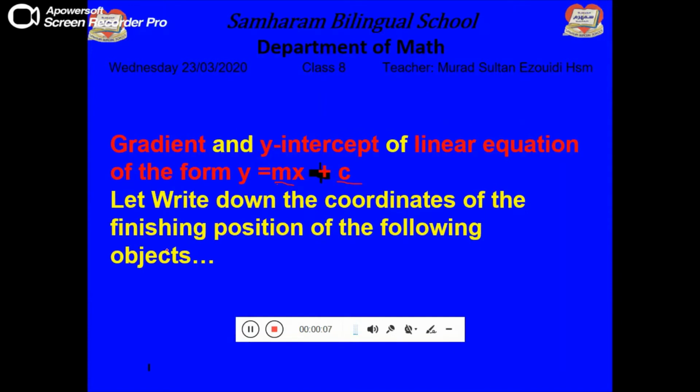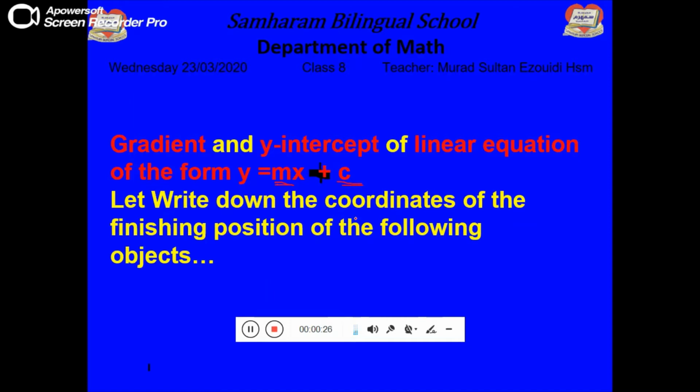So the title of our lesson is Gradient and Y-intercept of linear equation of the form y equal mx plus c, where m denotes the gradient, and c denotes the y-intercept.